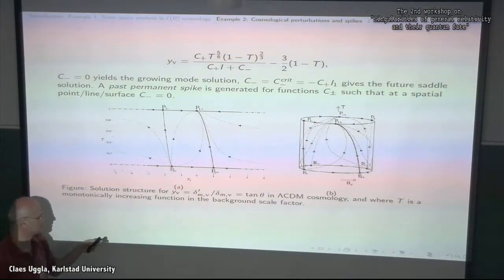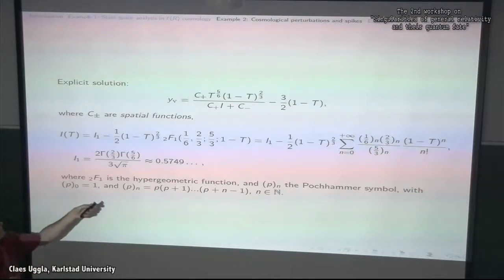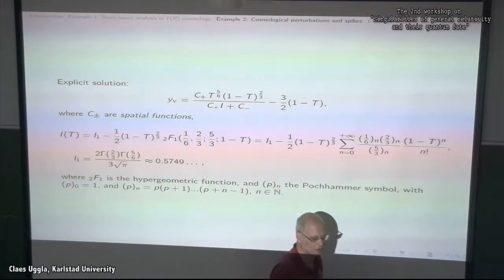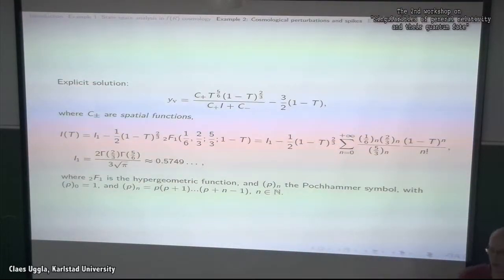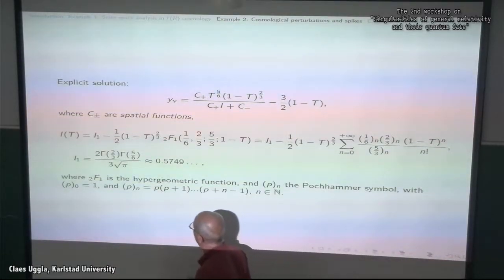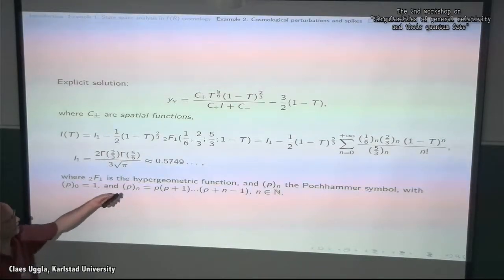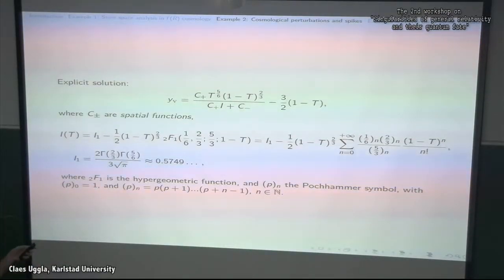You can do that, but you can also explicitly solve the problem. You don't need to do a Fourier decomposition because the spatial derivatives drop out of this problem. So the constants of integration are actually spatial functions, C plus and C minus. And you have one integral here, which you can describe in terms of a hypergeometric function. You can do this to second order. This is the only non-trivial algebraic function you have in these problems.